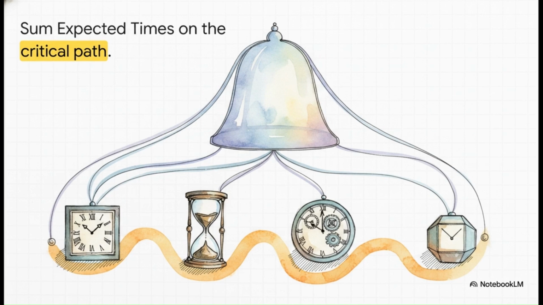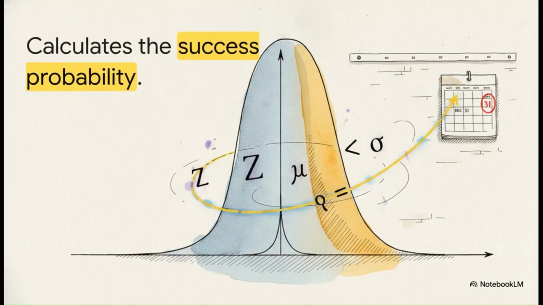To get your project expected duration, you literally just sum up all those expected times we calculated along the critical path. By calculating the variance of each task, we can run a z-score transformation. You take your target date, subtract the expected duration, and divide by the square root of the project variance. What this does is map your timeline onto a standard normal distribution table.